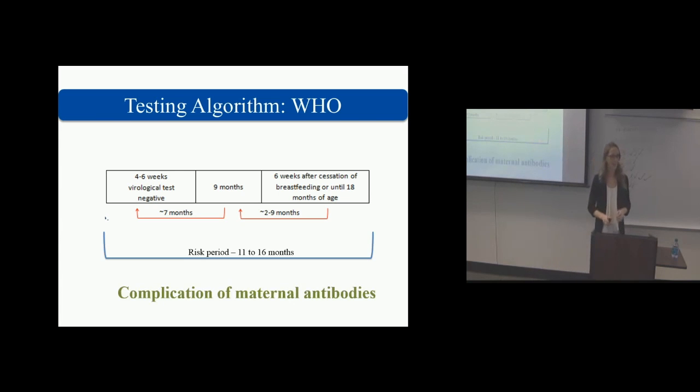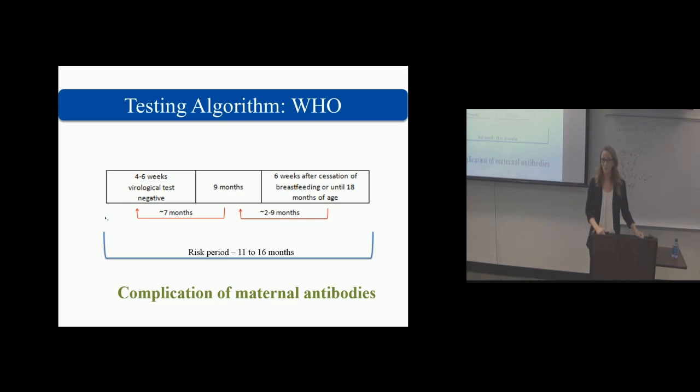Now to add a layer of complexity to it, if you give a rapid test to an adult, a positive is likely positive and a negative is likely negative. However, if you give it to a 9-month-old, a positive could be a positive, it could be an infection, or it could be maternal antibodies talking.